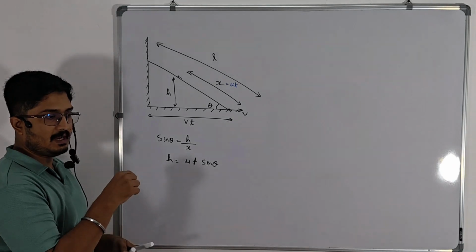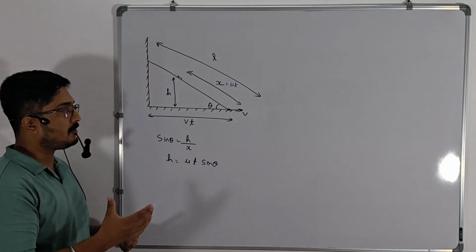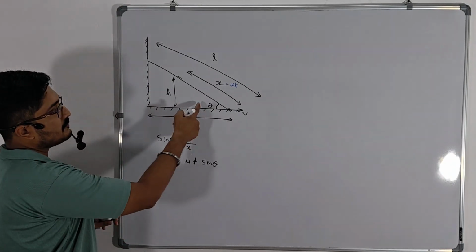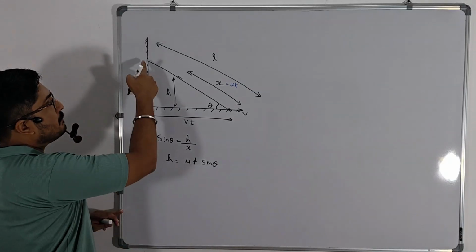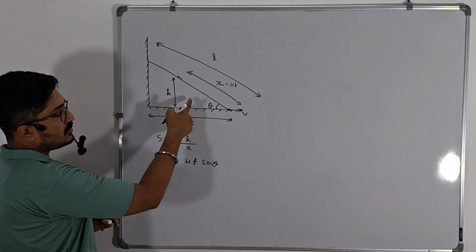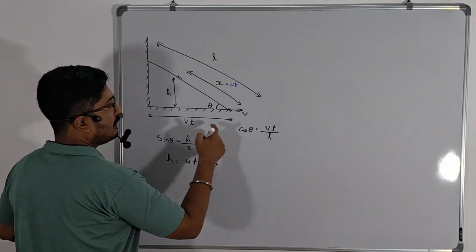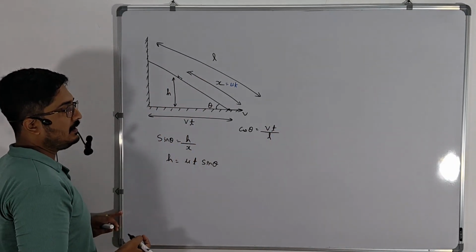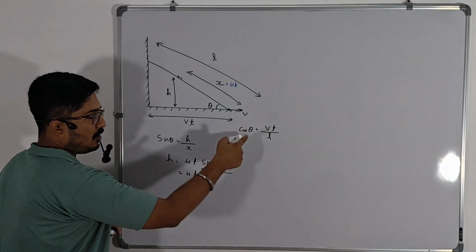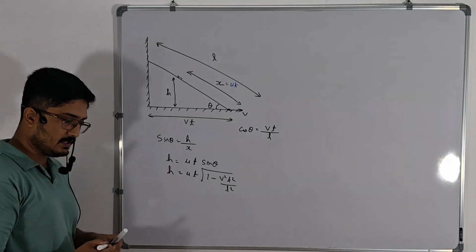So I'll have to convert this variable. Because I'm interested in finding the maximum height, shall we write theta as a function of time? In this diagram, I can get theta as a function of time using the bigger triangle. In this bigger triangle, cos of theta will be vt divided by L, adjacent by hypotenuse. So if I want sine theta, I can write h as ut times the square root of 1 minus cos square theta, which is 1 minus v square t square by L square. Yes. So this is my h.